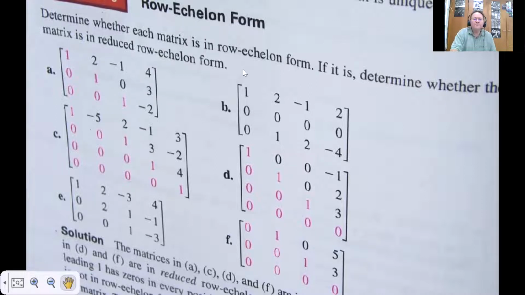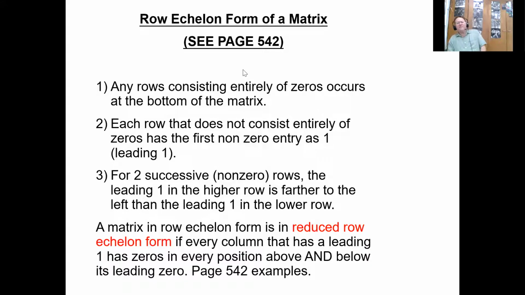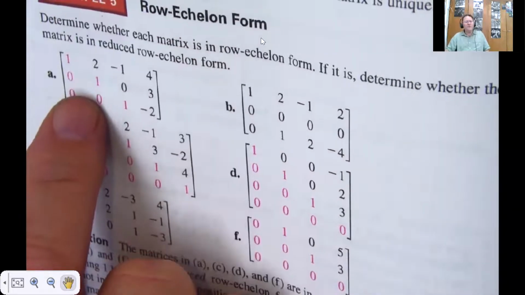And the last one says a matrix in row echelon form. This is reduced row echelon form. A matrix is in reduced row echelon form if every column that has a leading one has zeros in every position both above and below those leading ones. Now, I'm going to try to find one that's like that. Let me go back to that. It might not be any of those. Those are just in row echelon form. I shouldn't say all of them, but the ones in pink are in row echelon form.